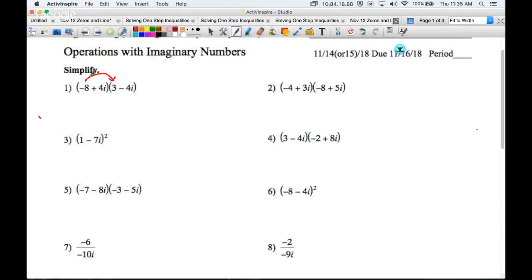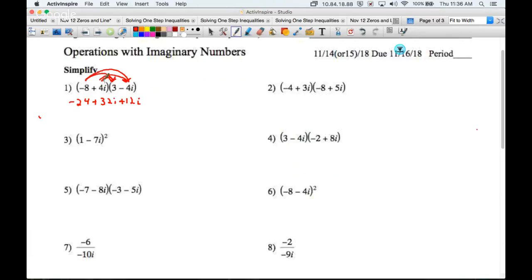You multiply the real part to the real part, then the first real part to the second imaginary part, the second number's real part to the first number's imaginary part, and then the imaginary parts we multiply together. And after we do this, we would get negative 8 times 3. Well, that's negative 24. Outside, that's going to be a plus 32i. Inside, that's going to be a plus 12i.